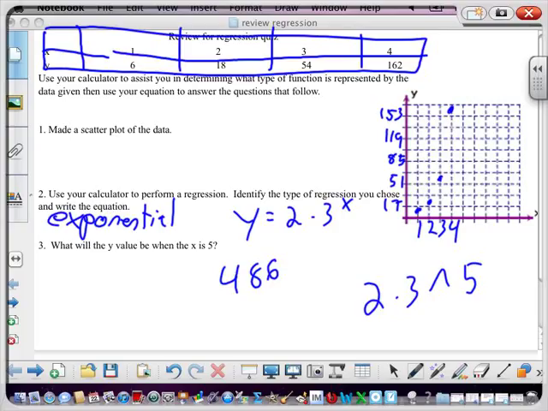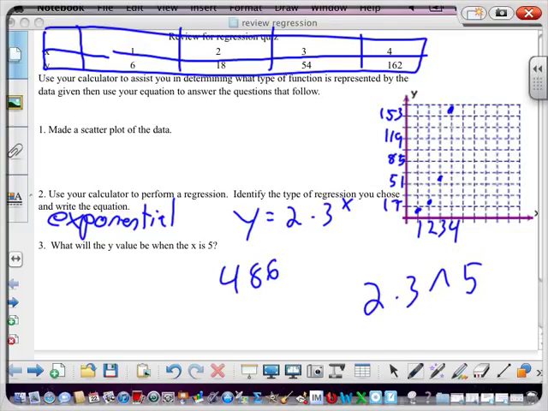Okay? I put my first dot at (1, 6), my second dot at (2, 18), my third dot at (3, 54), and my fourth one at (4, 162). Then I put this information in my calculator. I went to New Document, picked Add a Lists and Spreadsheet, put X and Y at the top, and then entered 1, 2, 3, 4 for X, and 6, 18, 54, and 162 for Y.